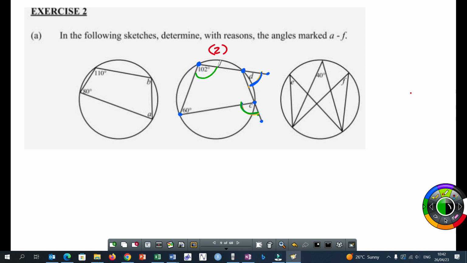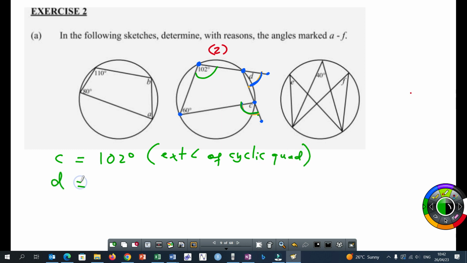It's going to be equal to the interior opposite angle. So just write here C is equal to 102 degrees, reason: exterior angle of cyclic quad. Then D is going to be equal to 60 degrees, reason: exterior angle of cyclic quad. So that's pretty straightforward.